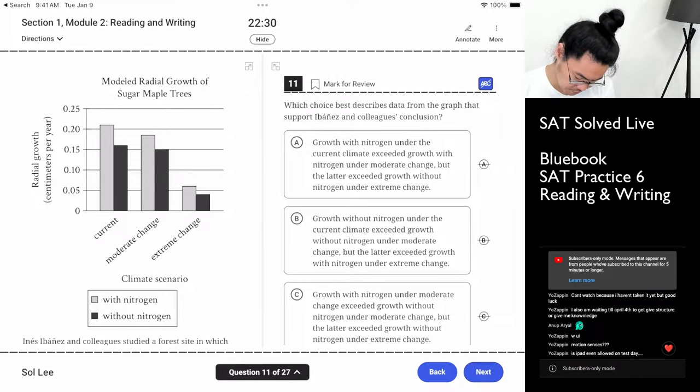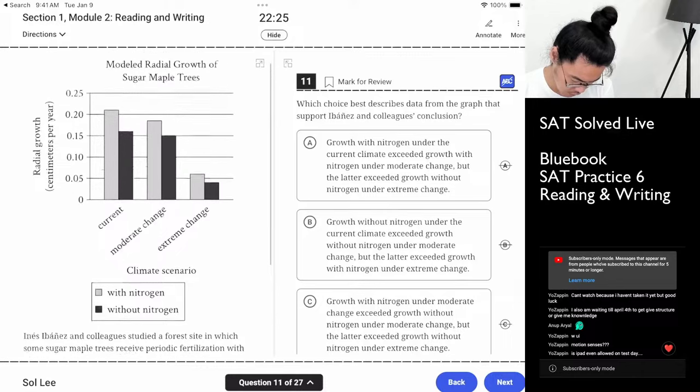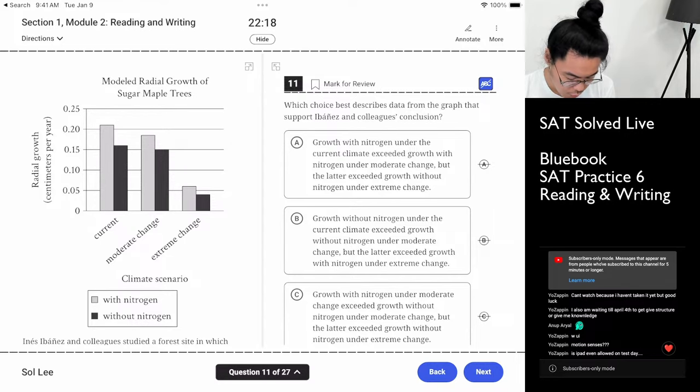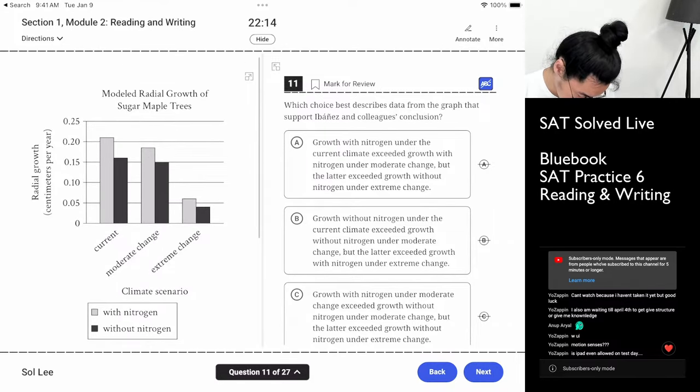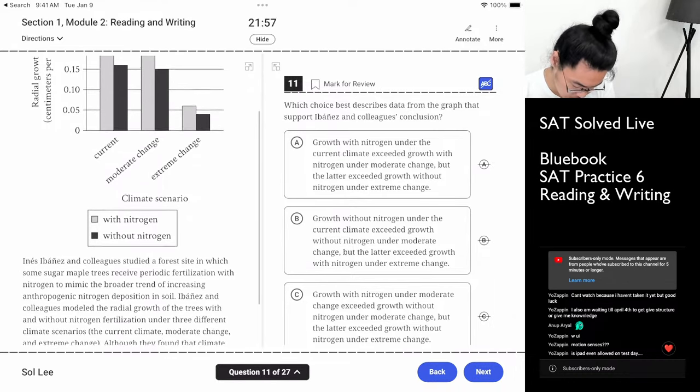Okay, number 10. I'm kind of behind right now. Am I? No, not really. Never mind. I have plenty of time. Modeled radial growth of sugar maple tree. Current, moderate, extreme. Modeled growth of maple trees. Radial growth. So you actually lose growth if there is a lot of change, but nitrogen helps.